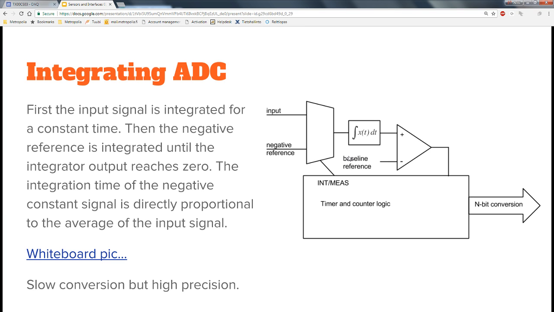But then this integrating A to D conversion actually is quite the opposite to this flash A to D conversion. Basically, this is sluggishly slow, but with high precision, accuracy, and resolution.